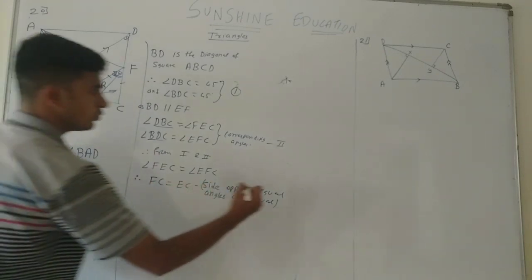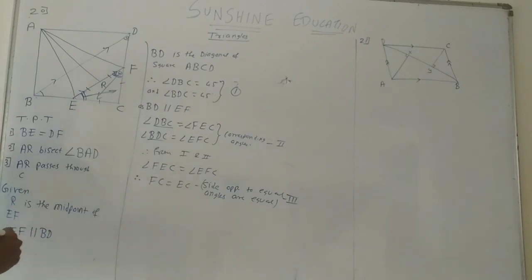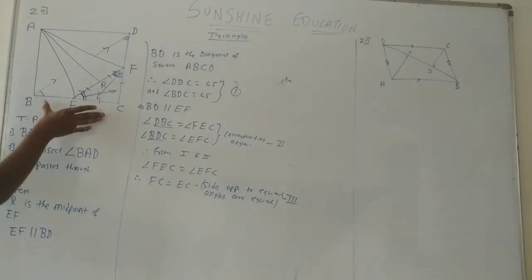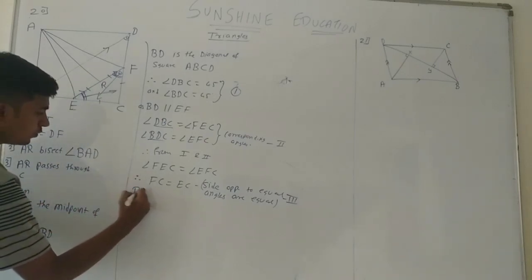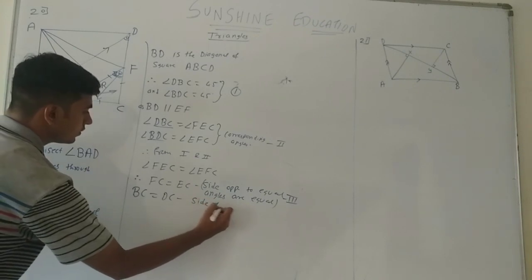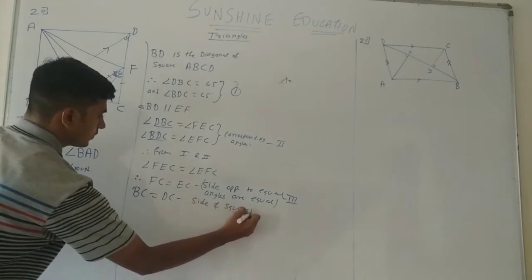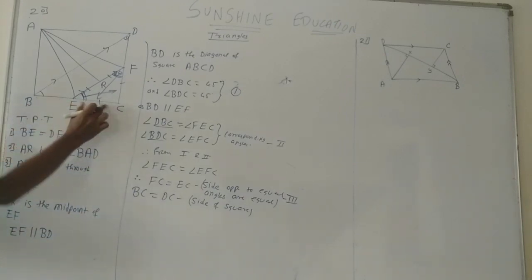I will give this as number 3. Okay, now we know that BC is equal to DC, sides of a square. The sides of the square are equal. How is BC formed? BE plus EC.